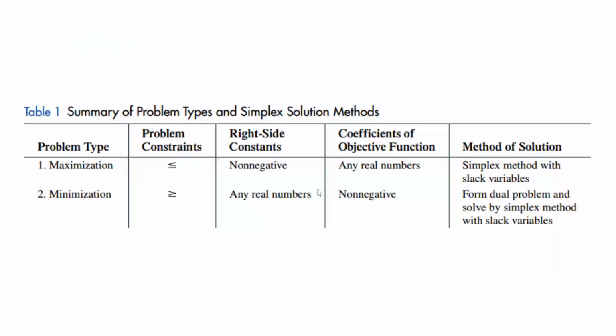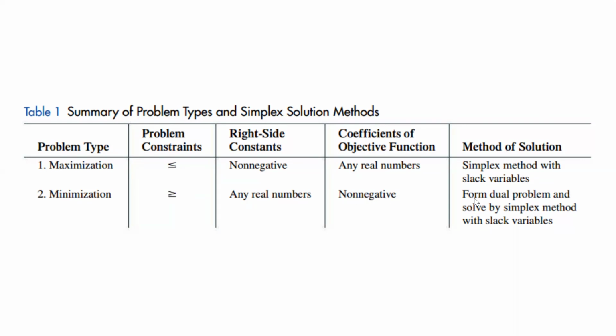Now, this is kind of a summary of all the types of problems we have up to this point. So we've got the maximization, which we're using the problem constraints less than or equal to, and the right side constraints have to be non-negative. And the coefficients of the objective function are going to be any real numbers, and we solve by simplex method with the slack variables. Now, minimization problem, which is what we're looking at in this section, we start off with greater than or equal to, and the right side can be any real numbers, and the coefficients of the objective function are going to be non-negative.